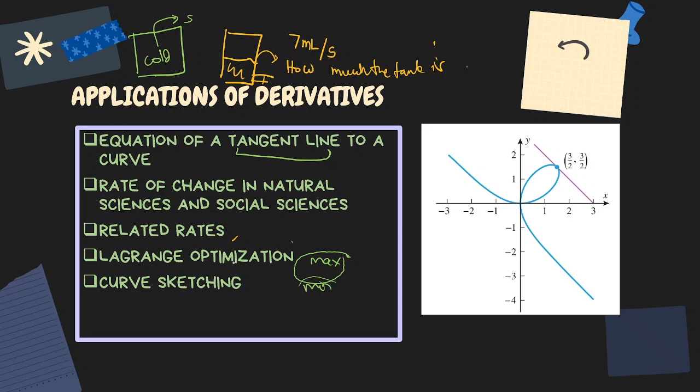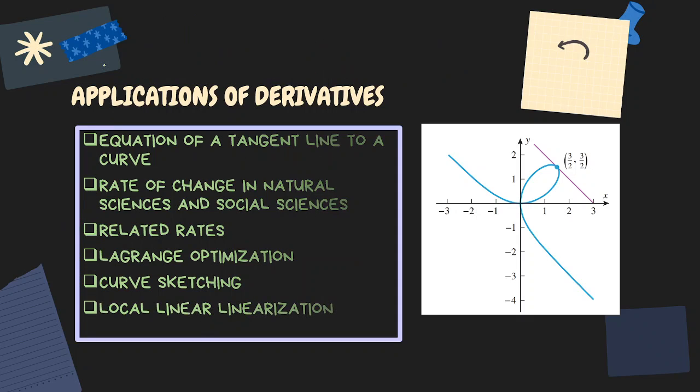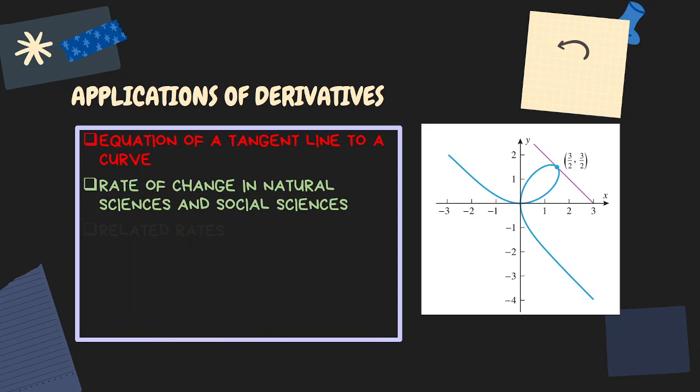Then another type is the curve sketching. I hope you are already familiar with this, because curve sketching is what we call the first and second derivative test. So those are what we will discuss. However, in our first session, we are going to discuss this one. Then tomorrow, we are going to discuss this rate of change. The next is related rates. If ever we finish these three, it is easy. The Lagrange optimization is a bit difficult, and also this curve sketching, no? But for now, we are going to first discuss the equation for the tangent line to a curve.